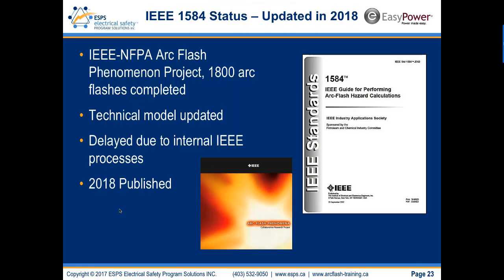So the IEEE 1584 arc flash phenomenon project that was kicked off with NFPA and IEEE is finally coming to a close. What happened here is they did 1,800 arc flashes in labs versus 300. The technical model has been updated. There's been some delay due to internal IEEE processes. We should see this published in 2018.